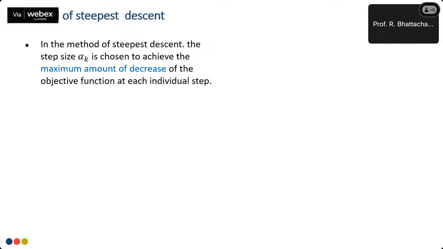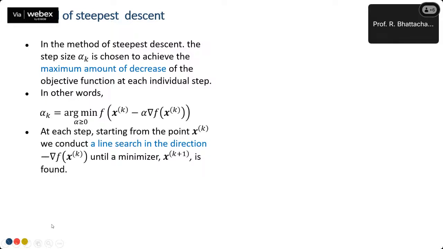Now, gradient descent itself is an optimization algorithm. The method of steepest descent goes one step further. In this method, the step size alpha k is chosen to achieve the maximum amount of decrease in the objective function in the individual step. So in other words, we use alpha k as the argmin, making use of the symbol we introduced, of f of xk minus alpha gradient of f of xk. So we find an alpha k which minimizes this.